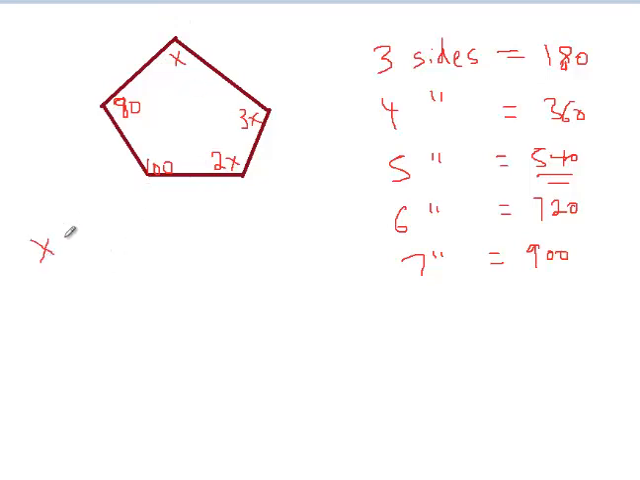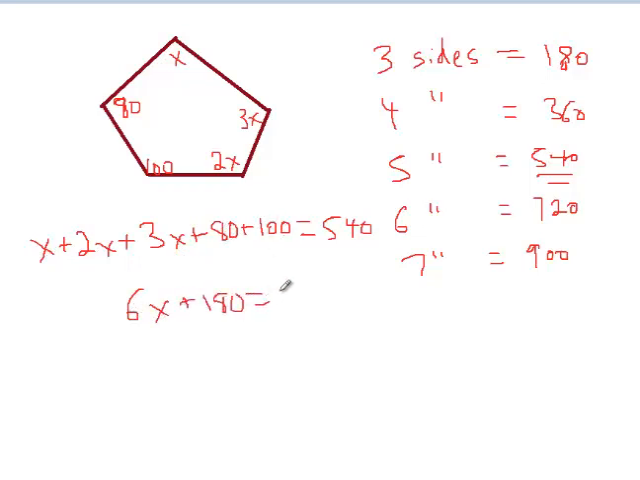So you could say one angle, that's x, plus the second, that's 2x, plus the third, that's 3x, plus the fourth, that's 80, plus the fifth, that's 100. The order doesn't matter, equals 540. And then you could solve this like any other equation. Combine the like terms: x plus 2x plus 3x is 6x, of course. The numbers, 80 and 100, is 180. Equals 540.